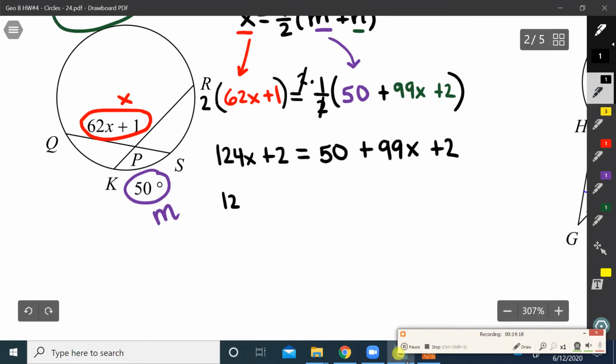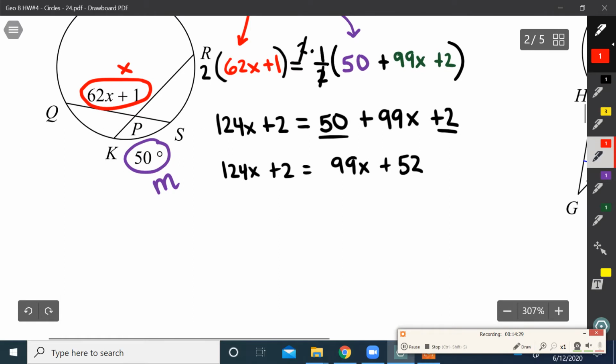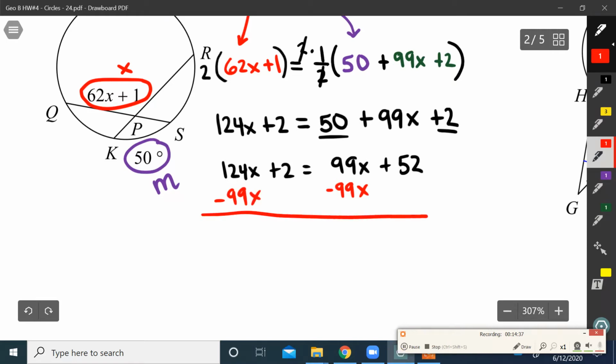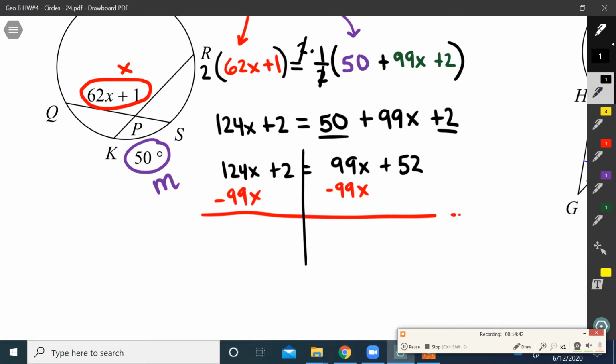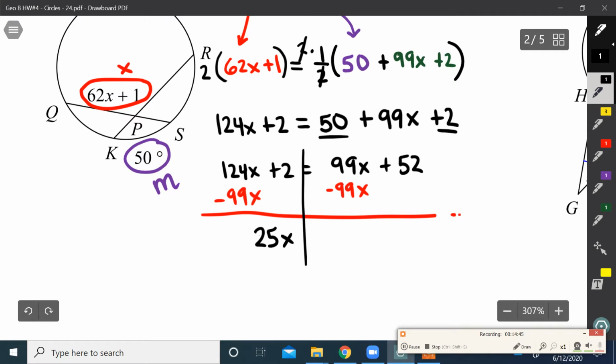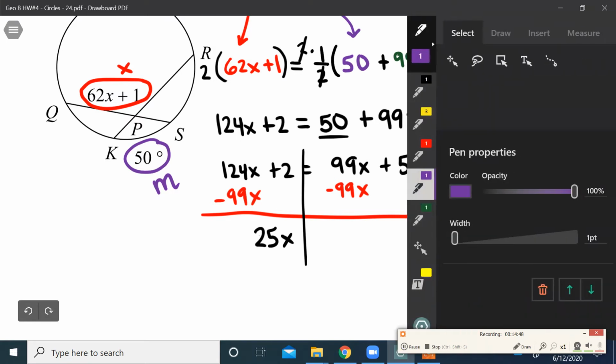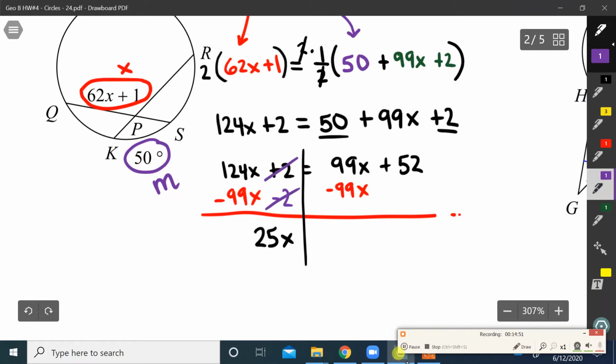Now I'm going to go ahead and attempt to solve this. The first thing I want to do is combine like terms, like for example 50 and 2, I can combine them together to get 52. The first thing I want to do is subtract 99x from both sides. On this side, 124 minus 99 is going to be 25x. Now I'm going to subtract 2 on both sides, so that this and this cancel out. That's going to give me 25x is equal to 50.